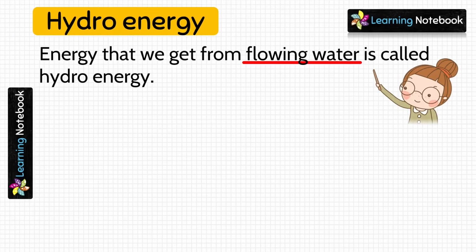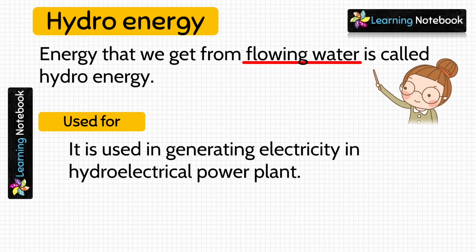Let's move to next type of energy, hydro energy. Students, do you know what is meant by hydro? Yes, it means water. So energy that we get from flowing water is called hydro energy. And this type of energy is used in generating electricity in hydroelectrical power plants.